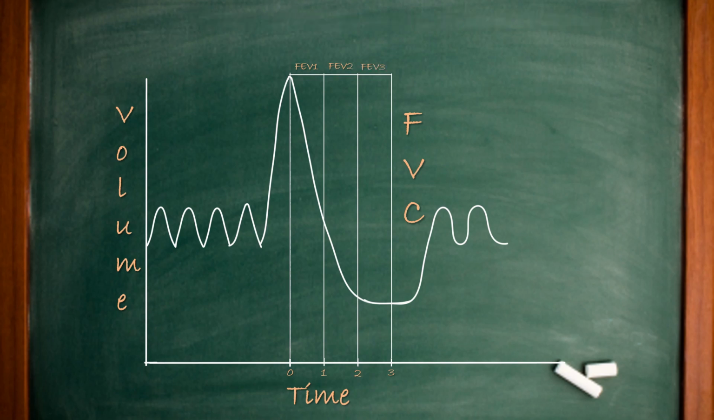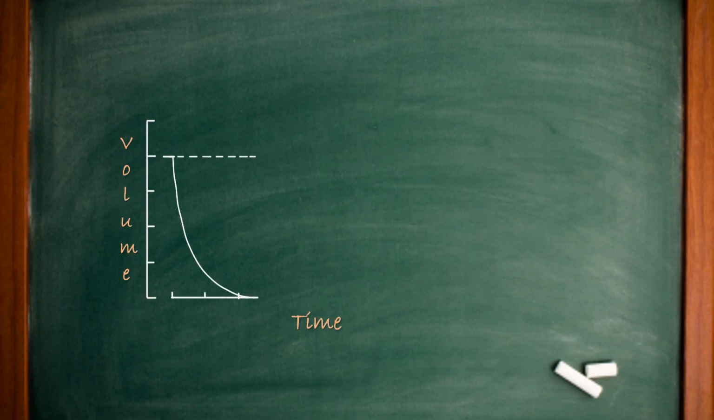So now here, since it is the exhalation which is more important, let us concentrate on that. And this is what the graph of exhalation will look like in a normal person, with more than 80% of exhalation taking place in the first second. And thus the FEV1 by FVC ratio will be more than 80%.